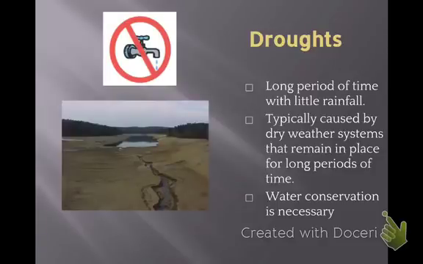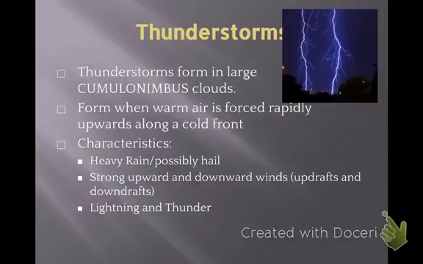Droughts are the opposite of floods. So a drought is when we don't get water for a long period of time. You can have no to little amounts of rainfall. It's caused by dry weather systems that just remain in place for a long, long time. And when we have a drought, and you guys may have been through this, they tell you not to water your lawn and to take shorter showers and to try to conserve water because of a drought.